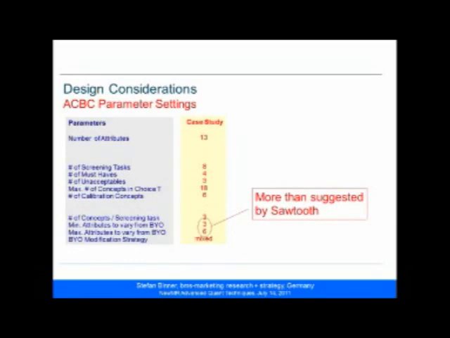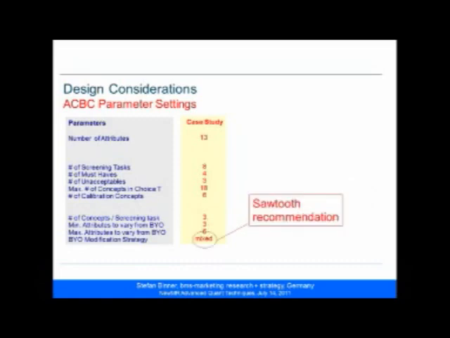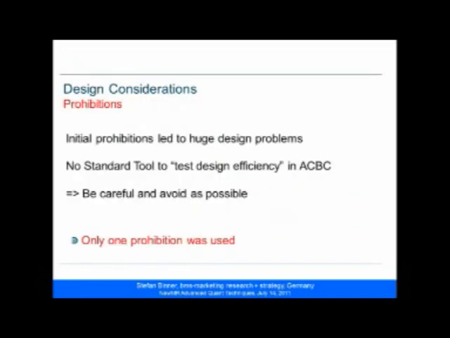And the attribute variation is how many attributes in their levels are different from the concept the respondent selected in the build your own section. We didn't want to stay too close to this build your own section, so we took a little bit more than suggested by Sawtooth.